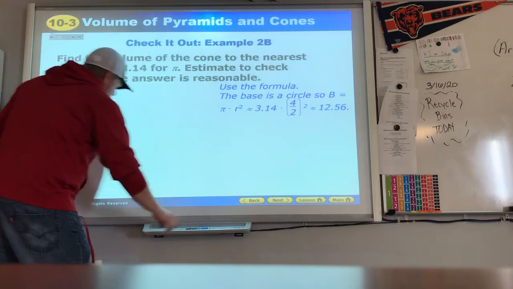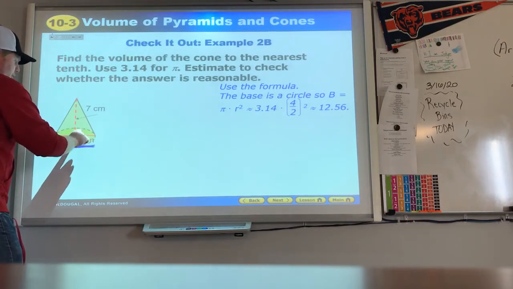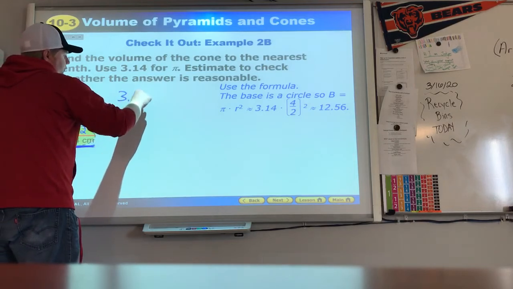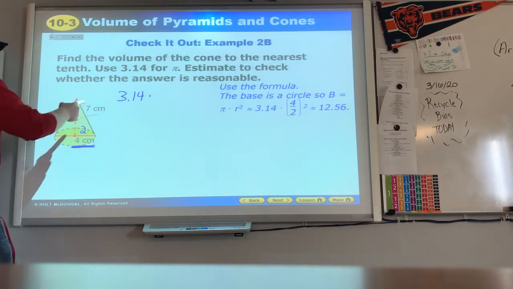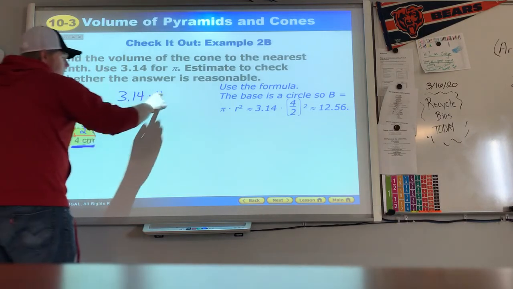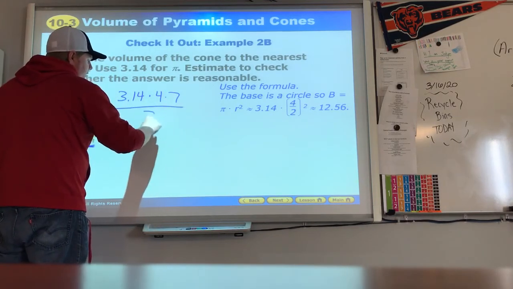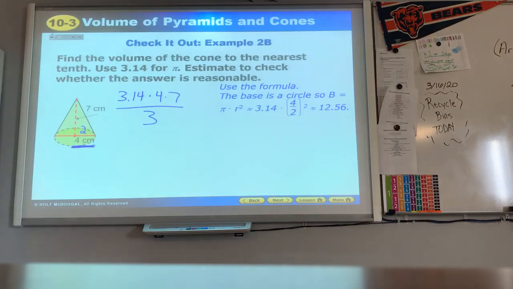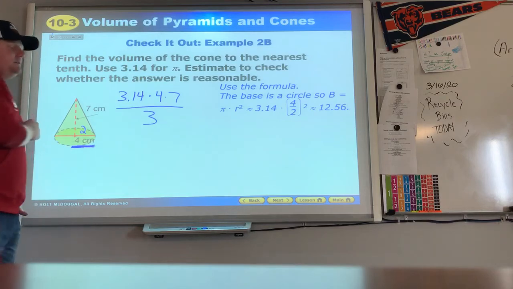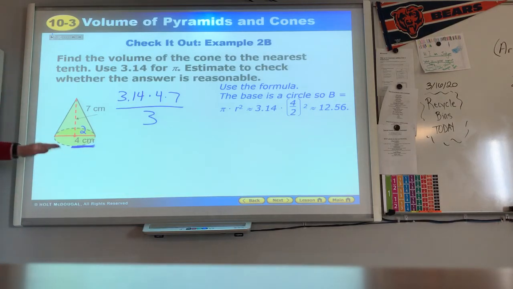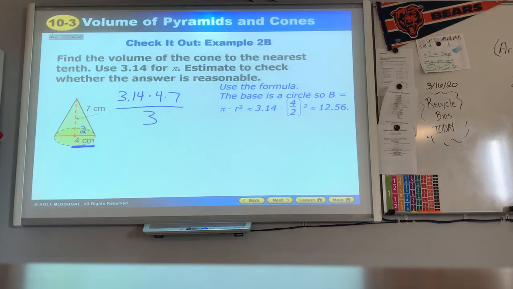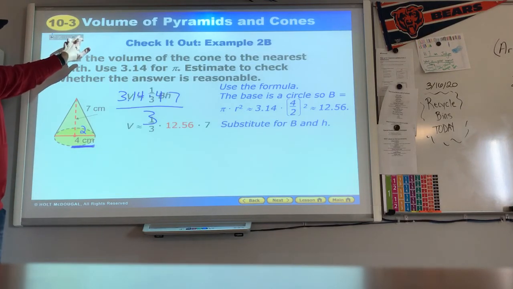But let's go ahead and go back and do it one more time just for the safety of all of us. So diameter is 4, so I know the radius is 2. So I have 3.14 times 2 squared, which is 4, times 7. Divide by 3. And that's what we should have got last time. I squared 4 because I didn't see that that was the diameter. So be looking out for that. Know whether they give you the diameter or the radius. That's important. All right, we click all the way through.